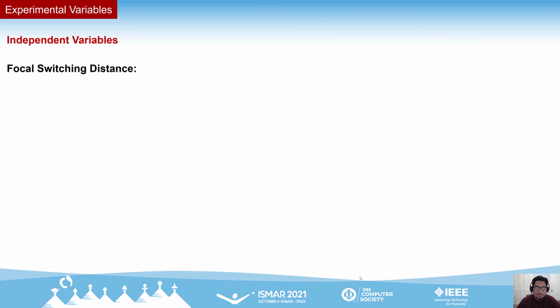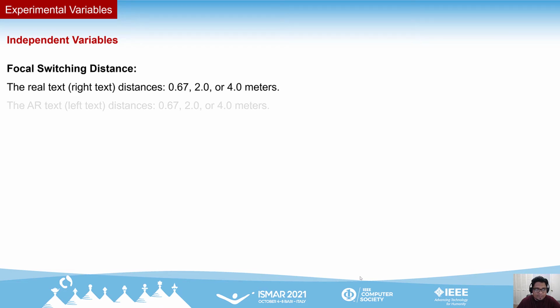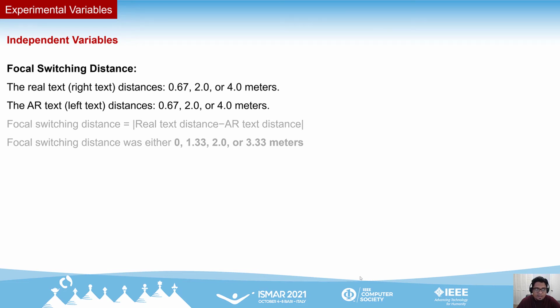So let's talk about our experimental variables, starting with the independent variables. We have the focal switching distance, which was our continuous independent variable. We have real text distance at three levels, 0.67, 2, and 4 meters, and similarly for the AR text distance. As I mentioned previously, the focal switching distance is basically the absolute difference between the previous focal distance and the present focal distance. Therefore, the focal switching distance was either 0, 1.33, 2, or 3.33 meters.